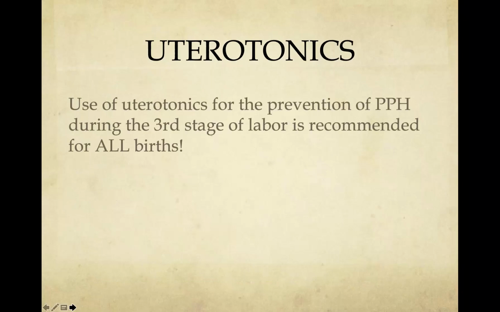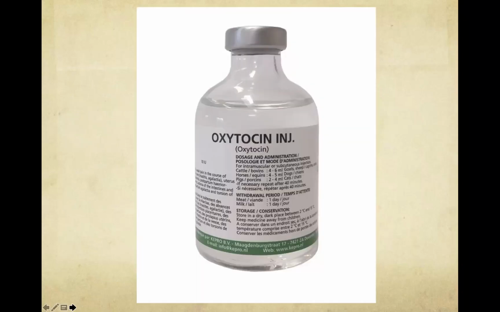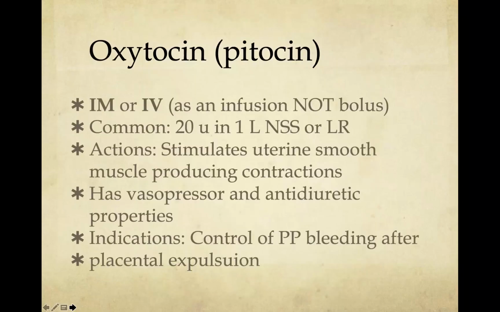Medications, uterotonics. Uterotonics are used for the prevention of postpartum hemorrhage. The most common one is oxytocin, also known as Pitocin. You don't need to know the dosages, but understand what it does. What is the action? So it stimulates uterine smooth muscle, producing contractions. And it also has an anti-diuretic property. And it's used for both the control of postpartum bleeding and also to help with placental expulsion.